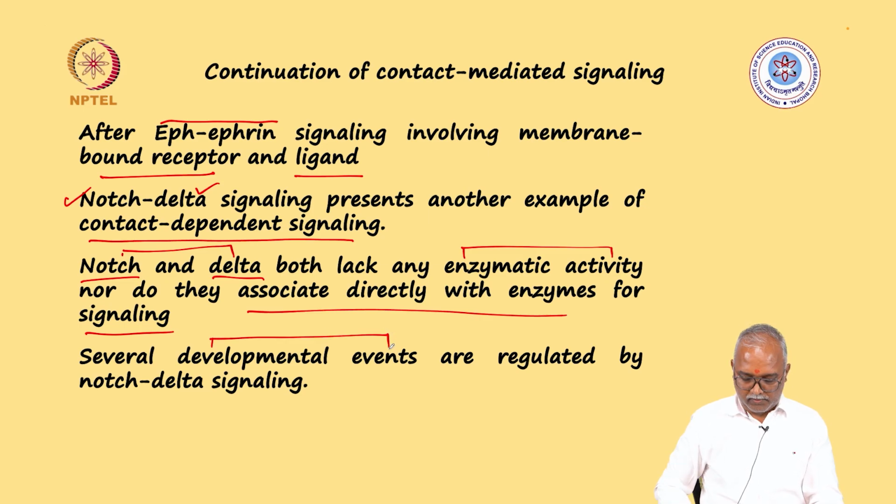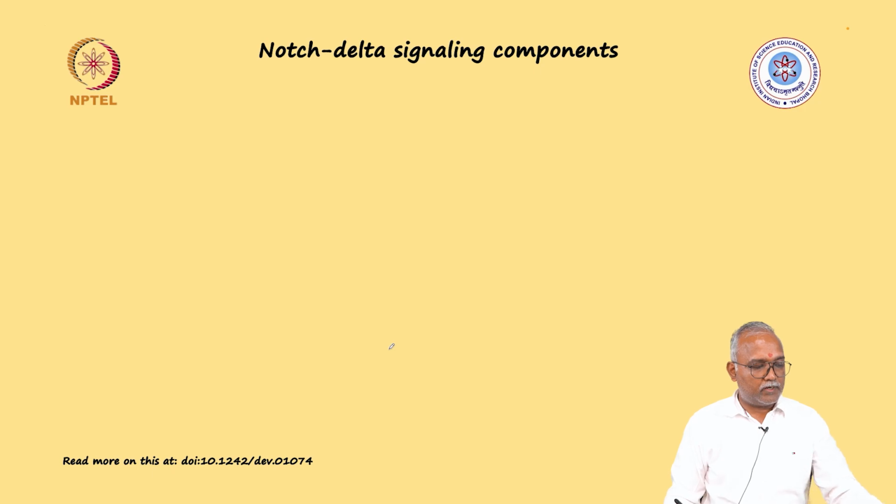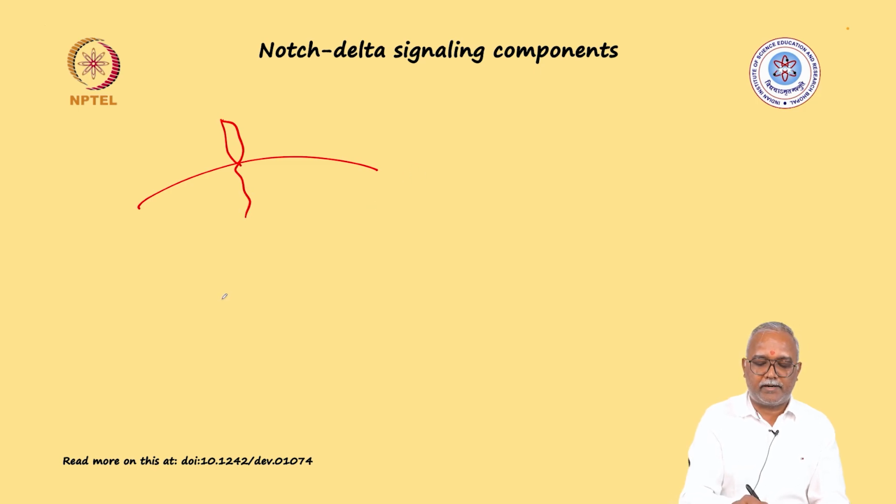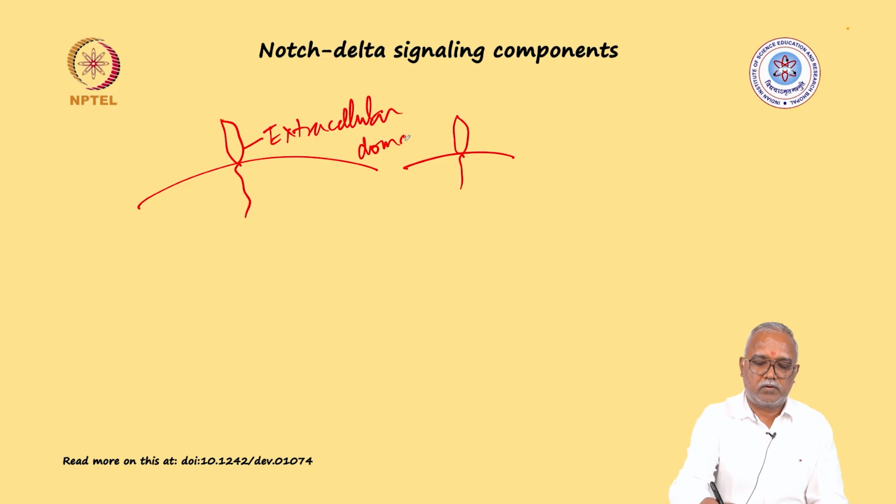So what are the components of the Notch-Delta signaling? As you would expect, you would need a receptor-like molecule and you will need a ligand-like molecule. Since both are membrane bound, both of them have the extracellular domain, and through these extracellular domains they engage in contact-mediated signaling.